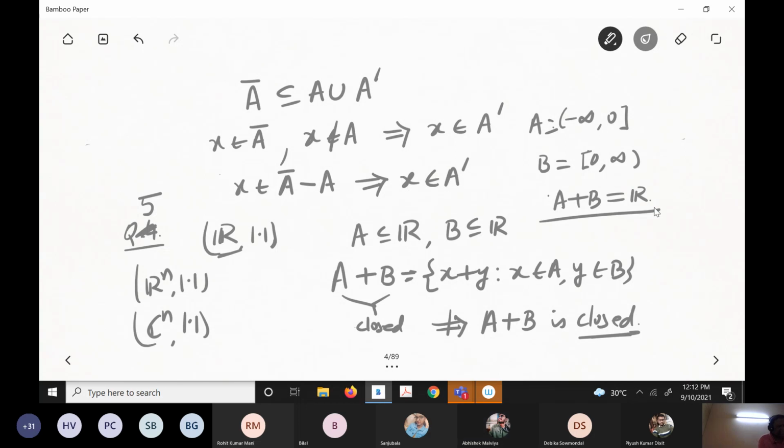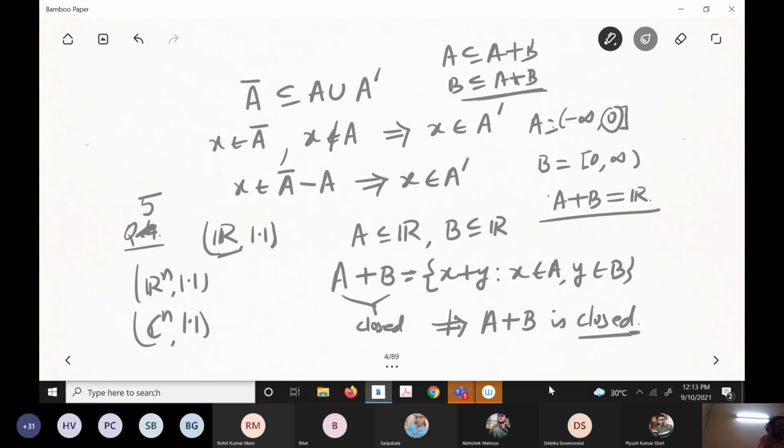Okay, look, you have taken 0. If you take 0, then A will be contained in A plus B, and B will be contained in A plus B. So A union B will be contained in A plus B, but A union B is your R. Got the point? So this is coming close. It is not your counter example.